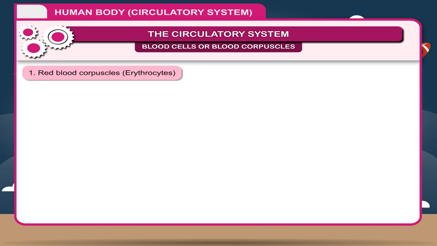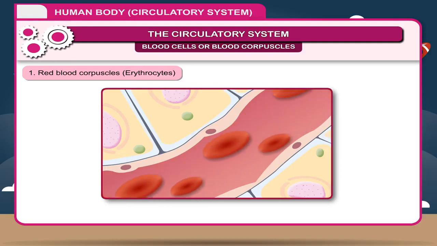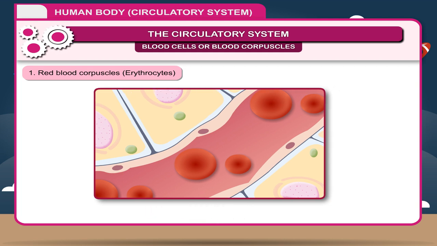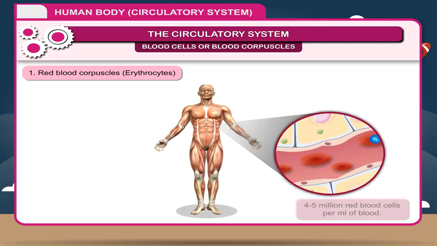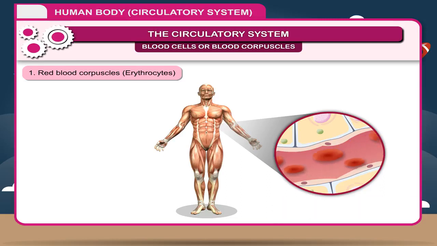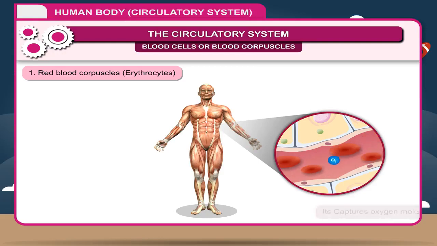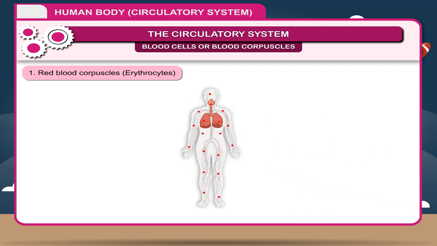1. Red blood corpuscles. Erythrocytes. Red blood corpuscles, RBCs, are small-sized, biconcave discs which are without nuclei. RBCs make up almost 45% of the blood volume. A healthy man contains about 4 to 5 million red blood cells per milliliter of blood. RBCs are composed mainly of a protein and iron compound called hemoglobin. It captures oxygen molecules as the blood moves through the lungs, giving red color to the blood. Their primary function is to carry oxygen from the lungs to every cell in the body.